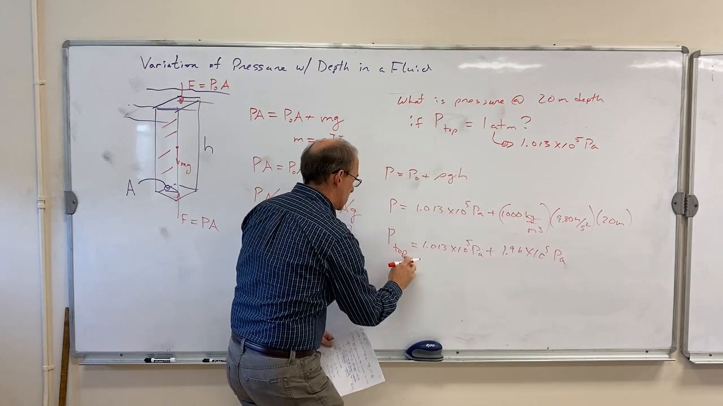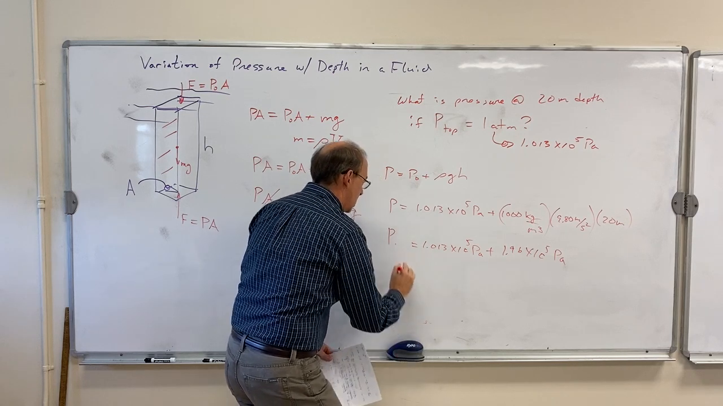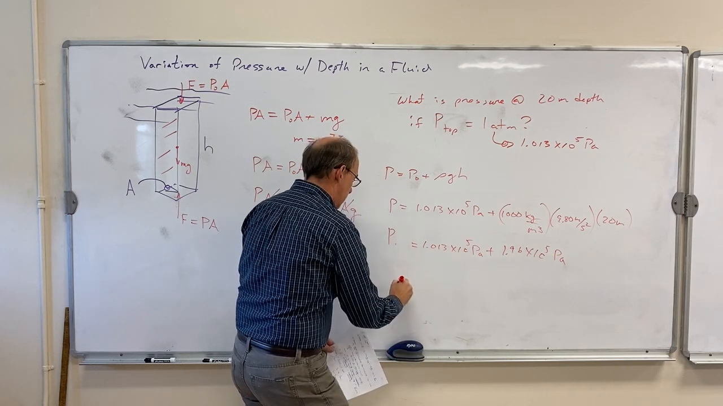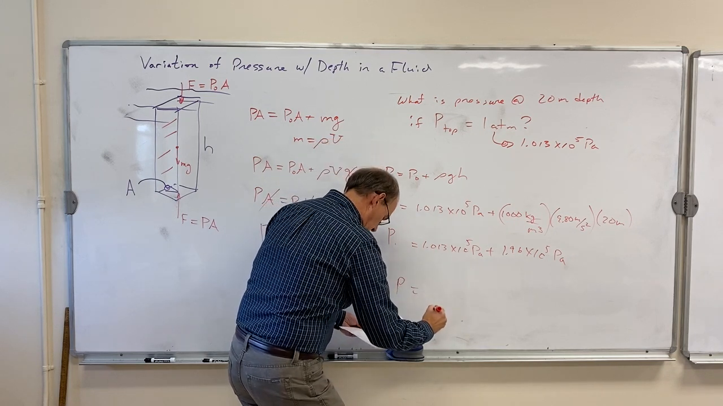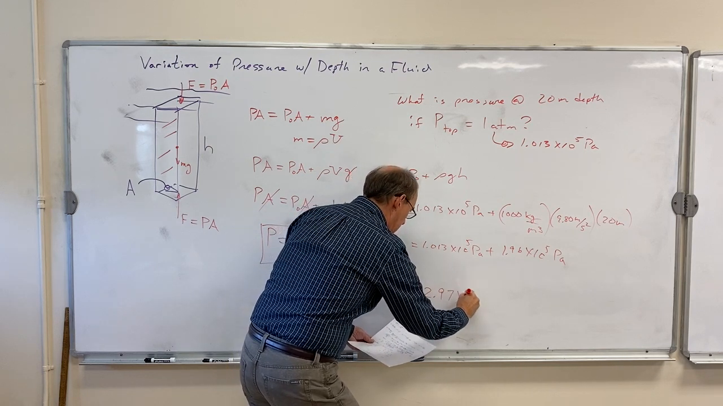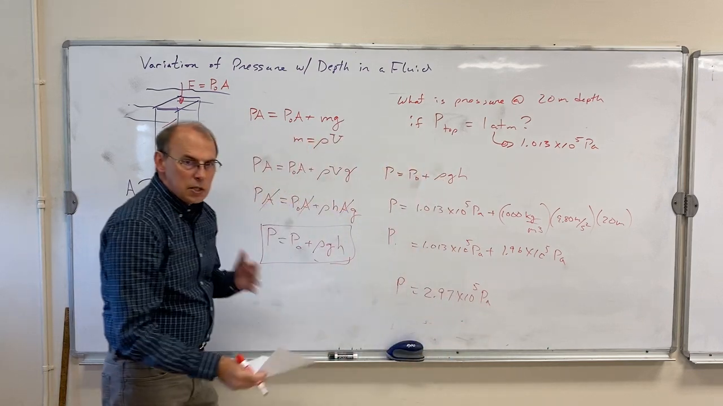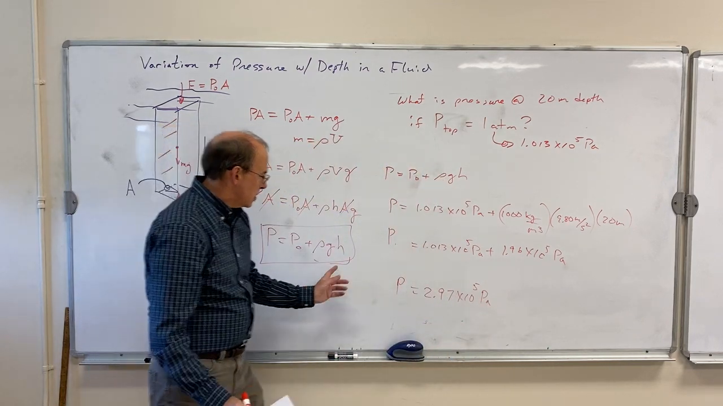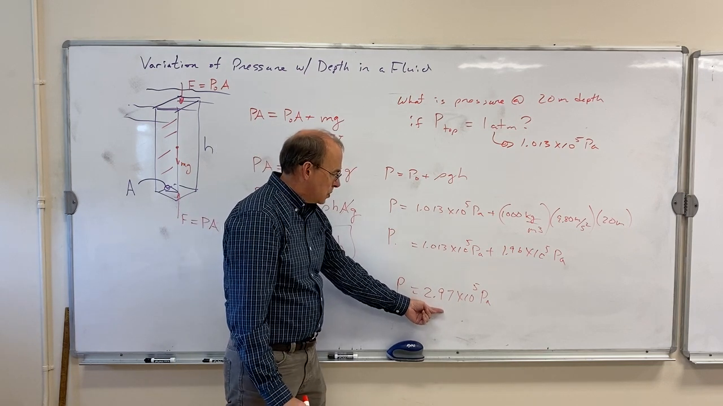Or P, well that's not P at the top, that's P at that depth. P at depth h. This is P at the top. So P at depth is the sum of these two things, 2.97 times 10 to the 5th Pascal. Let's think about what this means physically. This says at this depth, at 20 meters down, the absolute pressure is this.